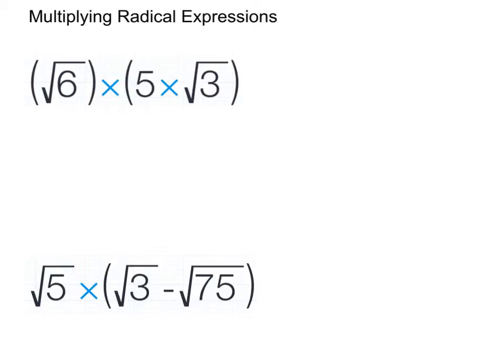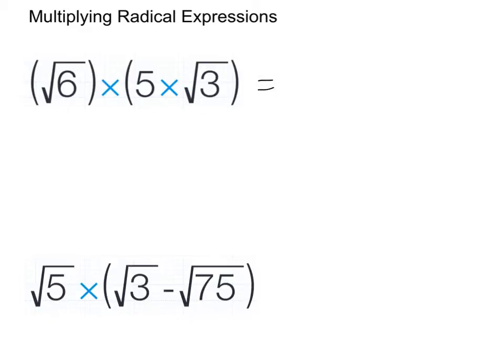In many ways, multiplying radicals is actually even easier than adding or subtracting them because they don't need to be like terms to multiply. Just like you can do x times y is xy, you can multiply two radicals that have different radicands. Square root of 6 times 5 square root of 3. What I do here is I multiply just the things that are inside the radicals.